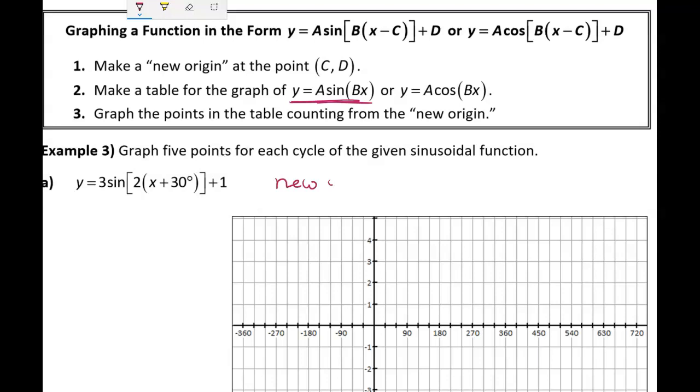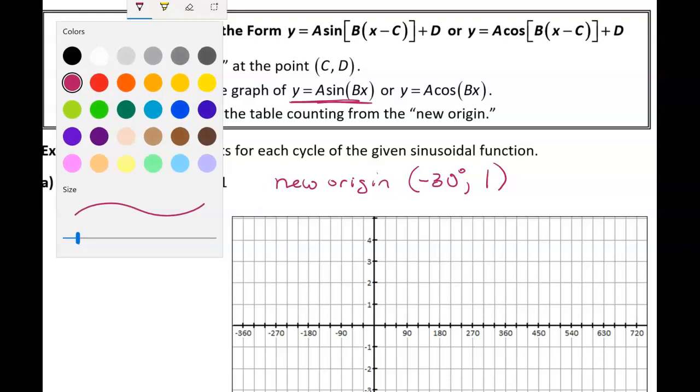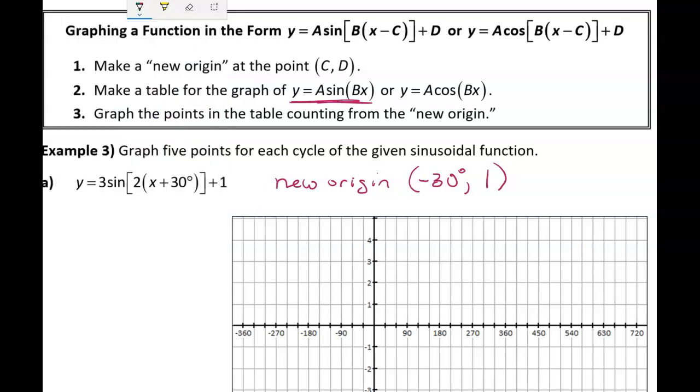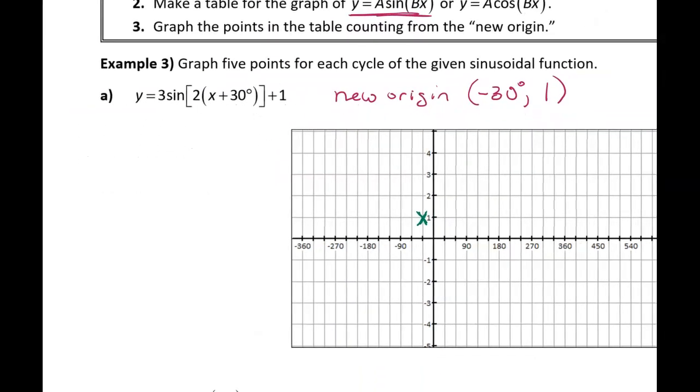So the new origin in example 3a is the phase shift, or the horizontal, comma, the vertical. So our new origin is negative 30, comma, 1. We can mark that one off on the graph. So negative 30, comma, 1 right there. Now let's make a table, and we're just going to pretend like the phase shift and the vertical shift are not there.